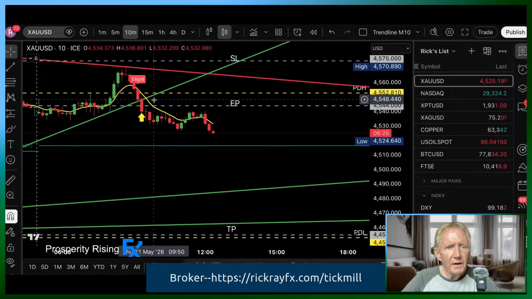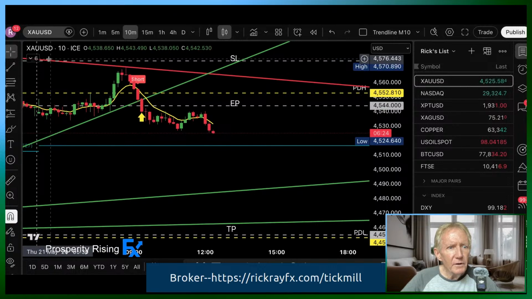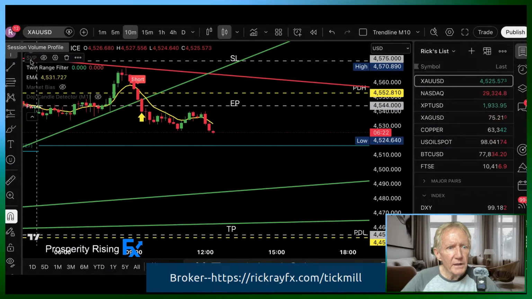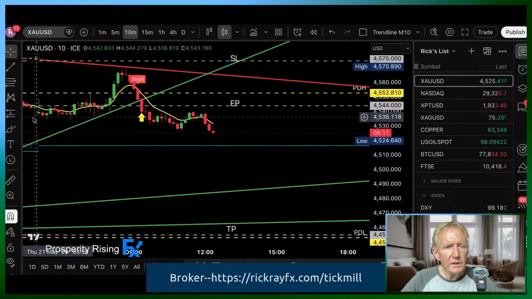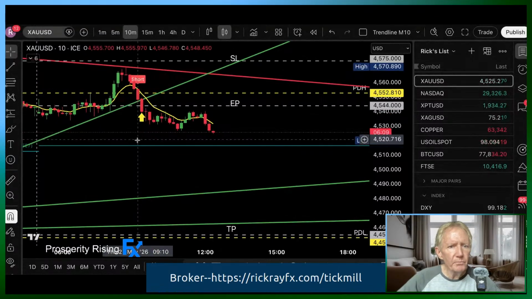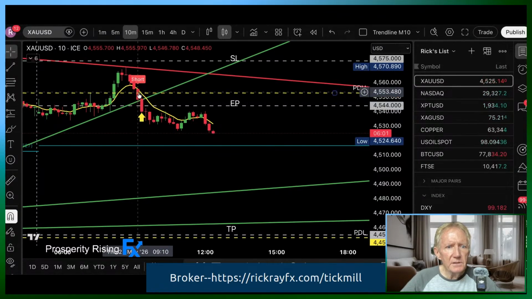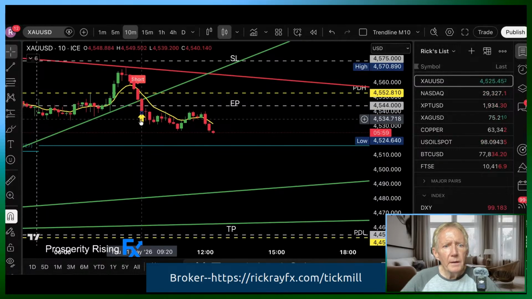Oh, that indicator there, if you look over here, it's from TradingView. It's called the Twin Range Filter, and it's free on TradingView. I don't have that on all of my charts. It's not 100% accurate. It's pretty good. No indicators are 100% accurate, but it's good. And in this case, it was correct.